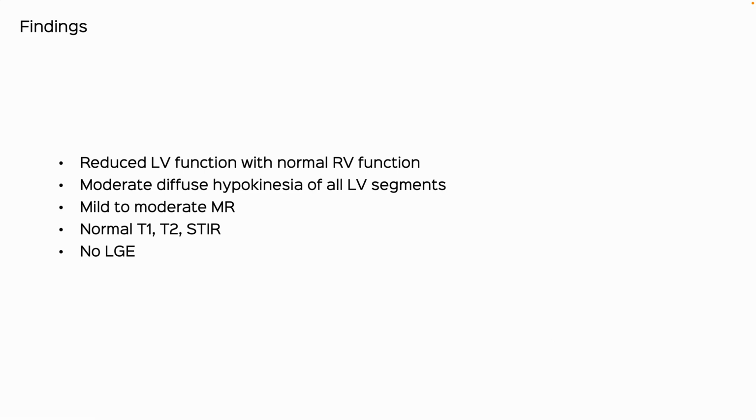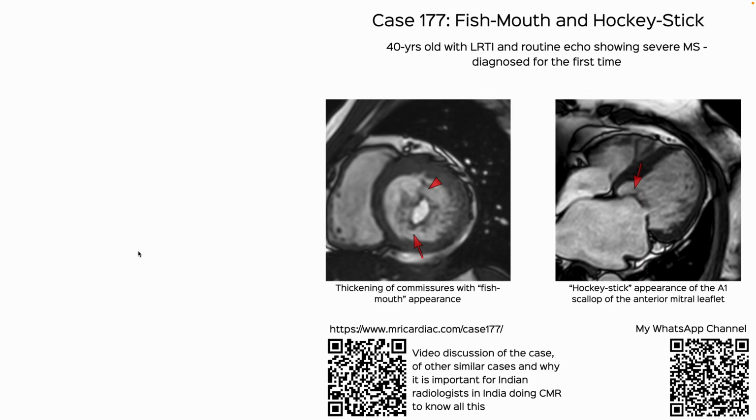So if you summarize the findings, there's reduced LV function with normal RV function, moderate diffuse hypokinesia of all the LV segments, mild to moderate mitral regurgitation, and normal multiparametric images.